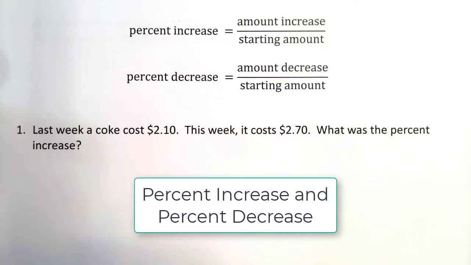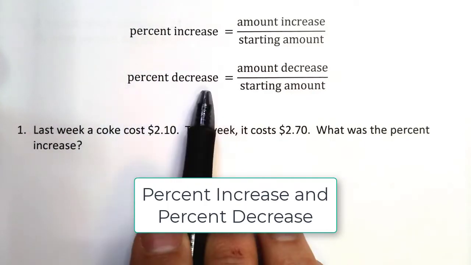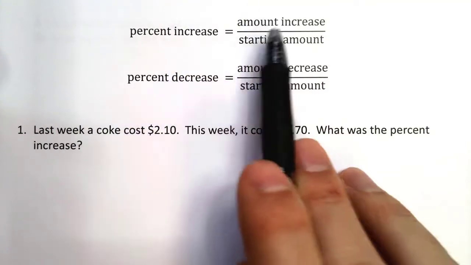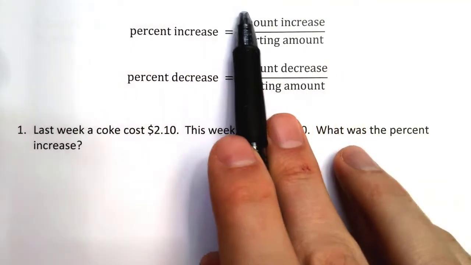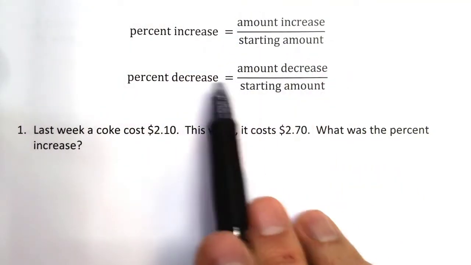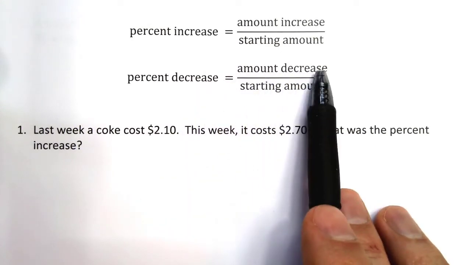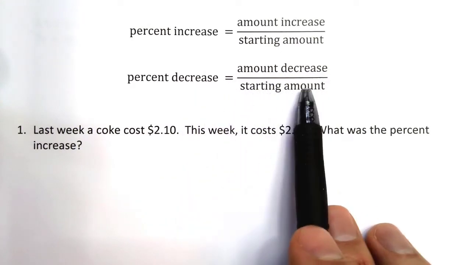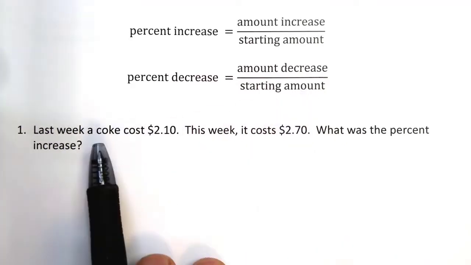In this video, we're going to talk about percent increase and percent decrease. Percent increase is just the amount that something increased divided by the starting amount. Percent decrease is the amount that it decreased divided by the starting amount. So let's look at this example.